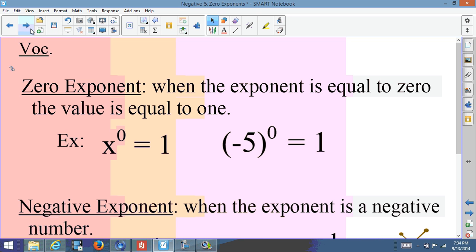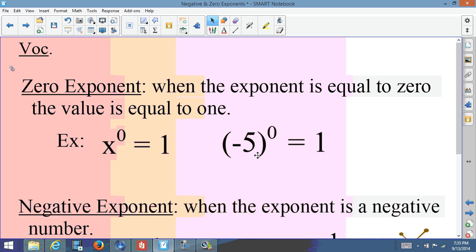Our first term is zero exponent. When the exponent is equal to zero, the value is always equal to 1. So here we have an example of a variable, which is the letter x, and it's raised to the zero exponent, or power, some say, and that's equal to 1. So any variable raised to the 0 is equal to 1.